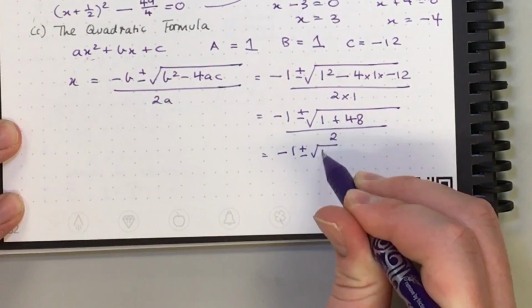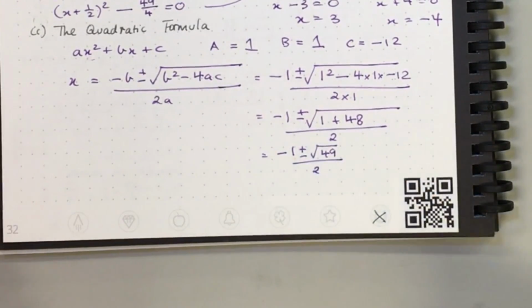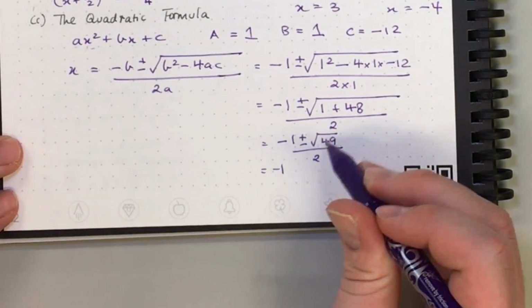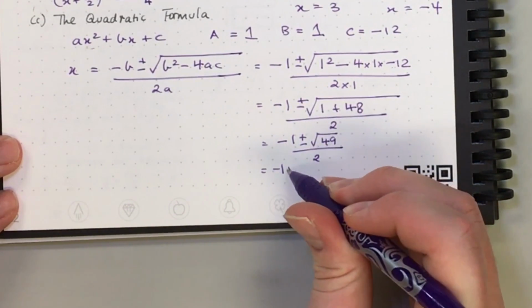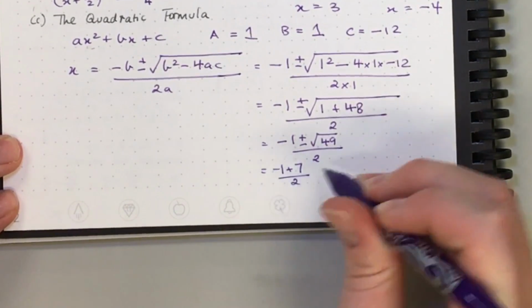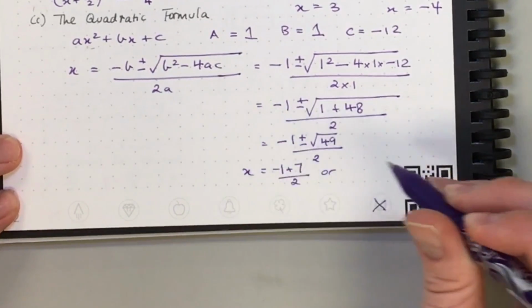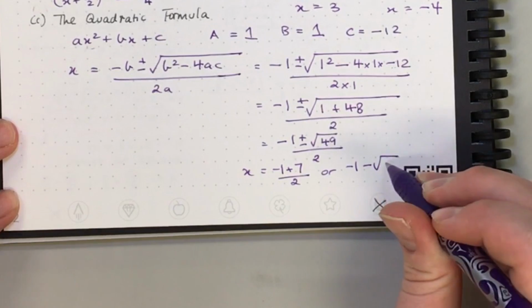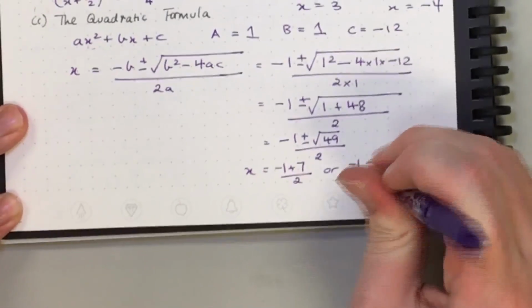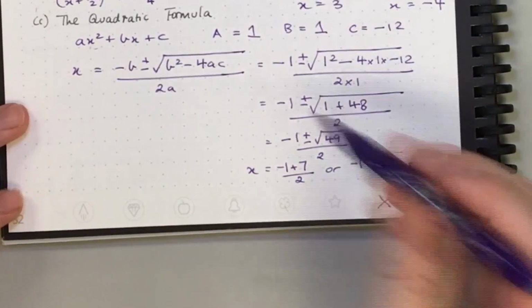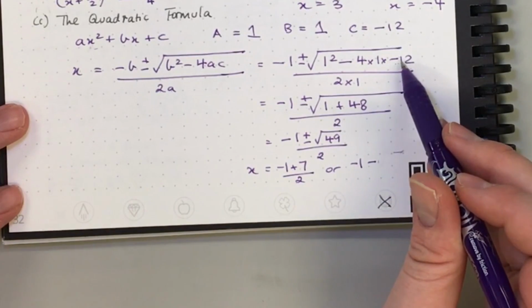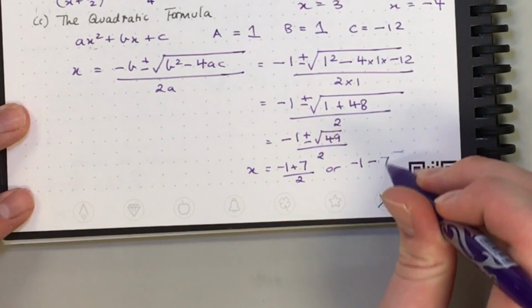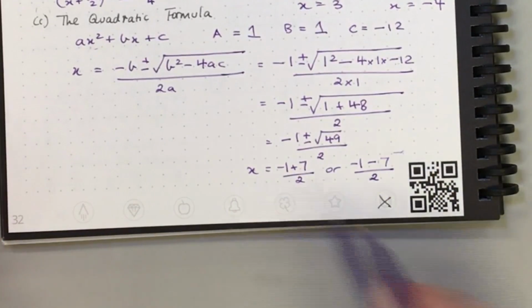Oh, we've seen that before. So you can see here, this now becomes negative 1. What's the square root of 49? 7. Okay. So our answers are that x is equal to negative 1 plus 7 over 2, or negative 1 minus 7 over 2. At the top, is it 4 times 1 times negative 12? Yeah, 4 times 1 times negative 12. Would you not simplify that fraction? That's what I'm about to do now.